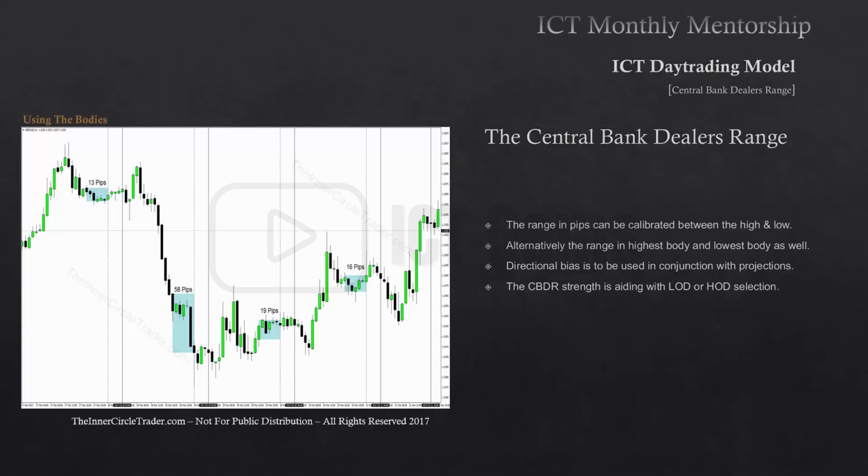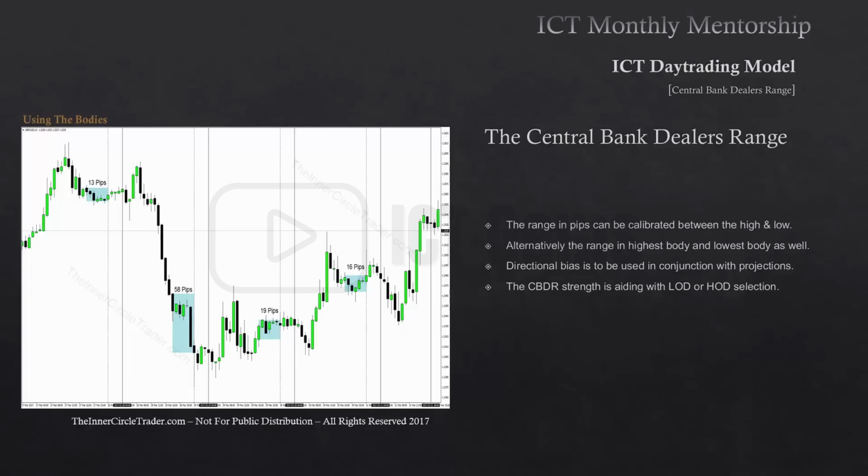Now I will have to admit to you, I like to use the bodies predominantly because the wicks are always going to show erroneous price because of your dealing spread through your broker. Everyone's going to have a disparity between their high and their low on every candle. It's never going to agree. So what I use is the bulk of the trading, which is the body.